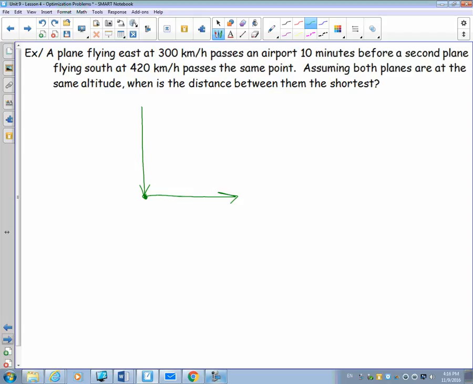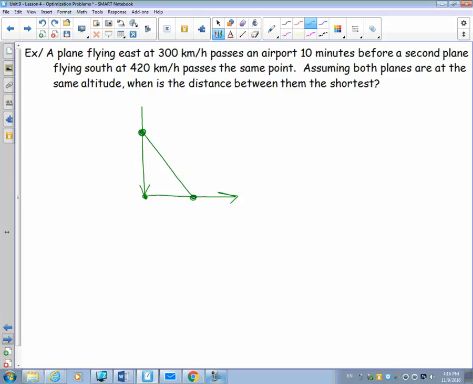Assume both planes are at the same altitude, just to make our life easier. It's not a three-dimensional problem here, just two dimensions. When's the distance between them the shortest? So, assuming that plane 2 is flying south, eventually it's going to reach a point where hopefully this is closer.